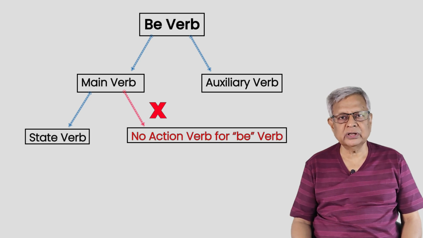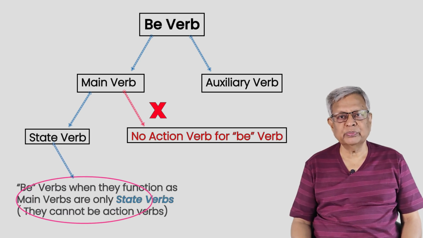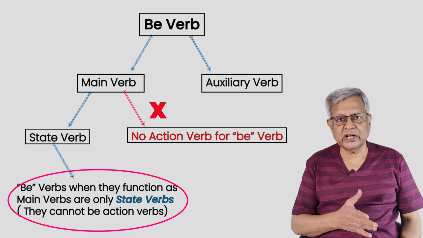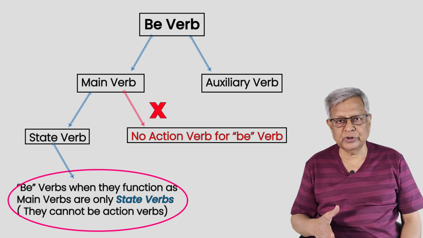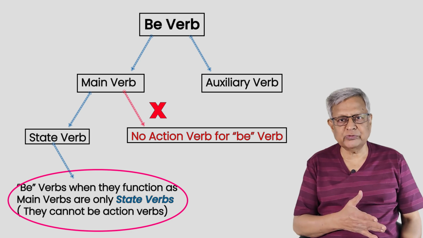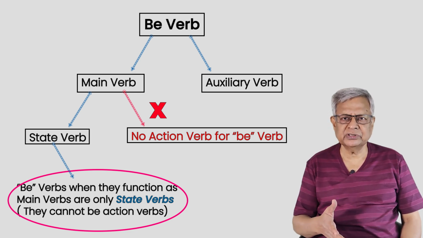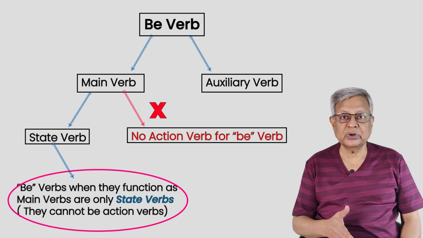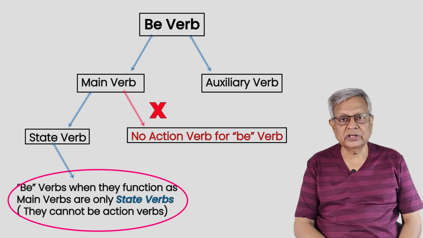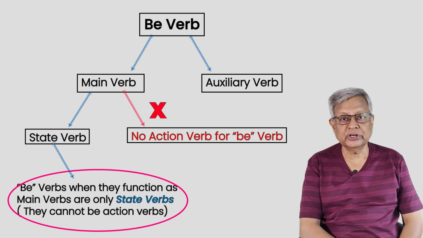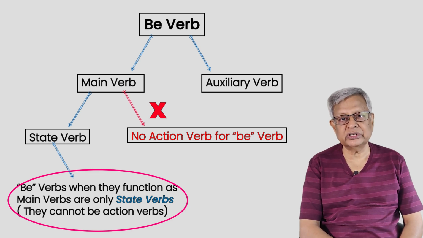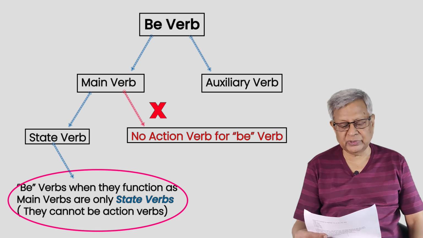Normally in verbs, when there is a main verb, it can be further divided as a state verb and an action verb. State verb means to talk about a situation or a position or an emotion. And action verb means actual action. He plays tennis is an action. But as far as the be verb is concerned, it cannot function as an action verb when you use it as a main verb. When you use be verb as a main verb, it can be used only as a state verb, not as an action verb. I will give you some example sentences.